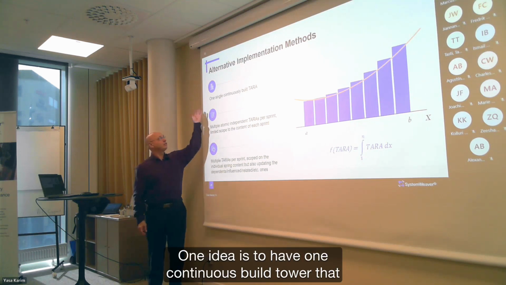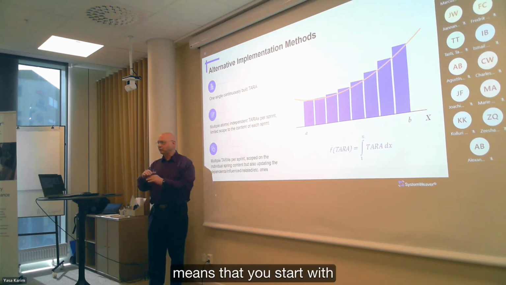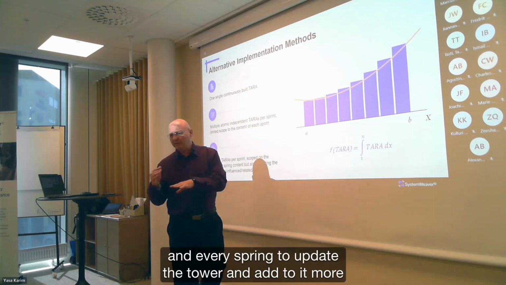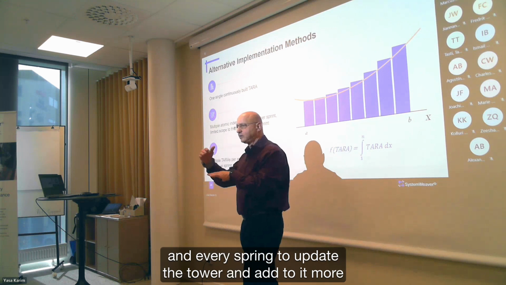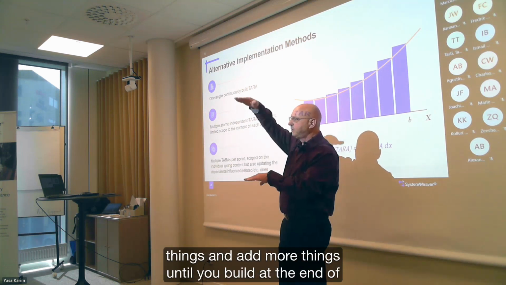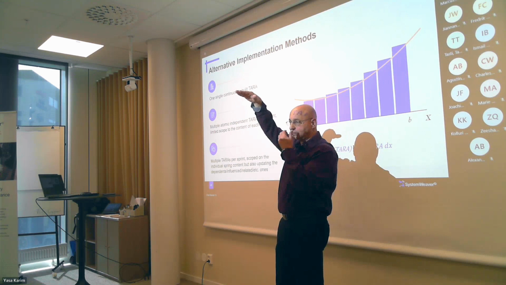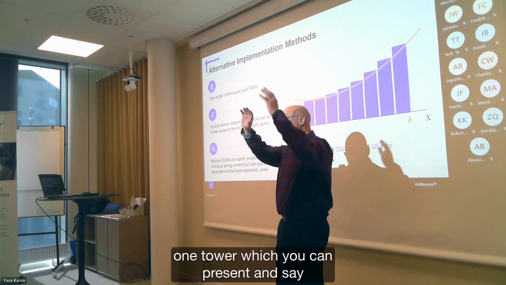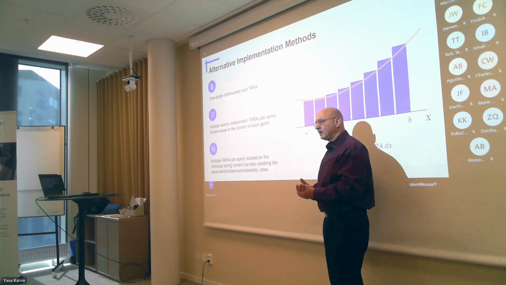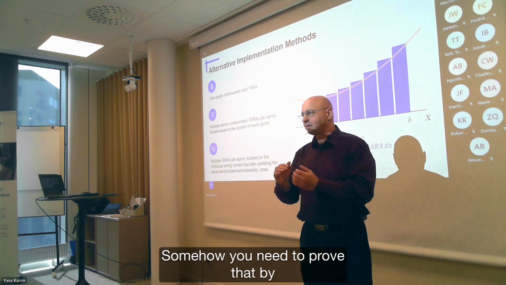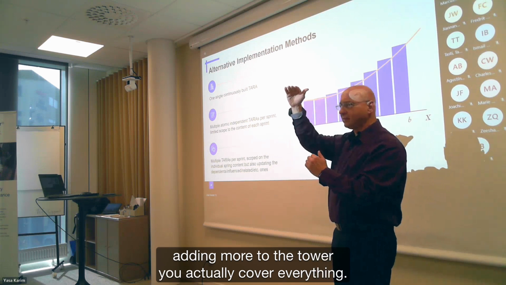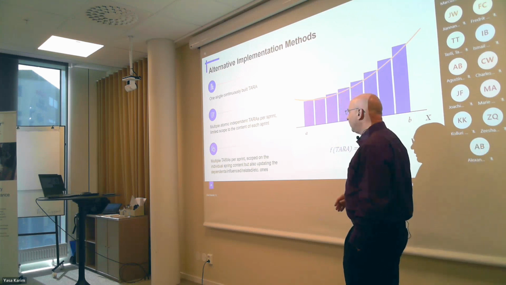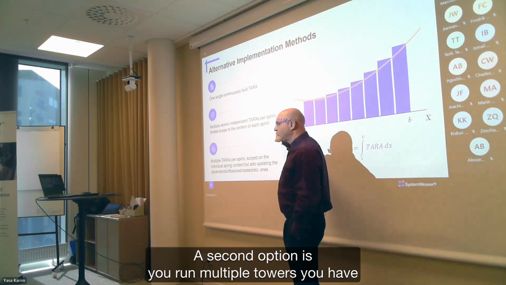One idea is to have one continuous build TARA. That means that you start with a TARA from day 0 and you have one TARA. And every sprint you update the TARA and add more things and more things until you build, at the end of the day, one TARA. The good thing is that you have one TARA which you can present and say, this is for the whole vehicle. Somehow you need to prove that by adding more to the TARA, you actually cover everything. Not trivial.